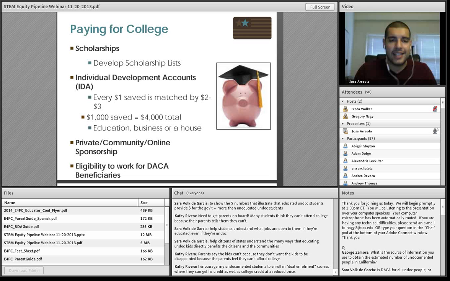There's also things like IDA programs, individual development accounts, which undocumented folks can access, where it's really just basically a super high yield savings account. You save a certain amount of money, the organization or credit union will actually match and then give you the total amount for your educational costs. Certainly continuing to ask for private and community or online sponsorships.